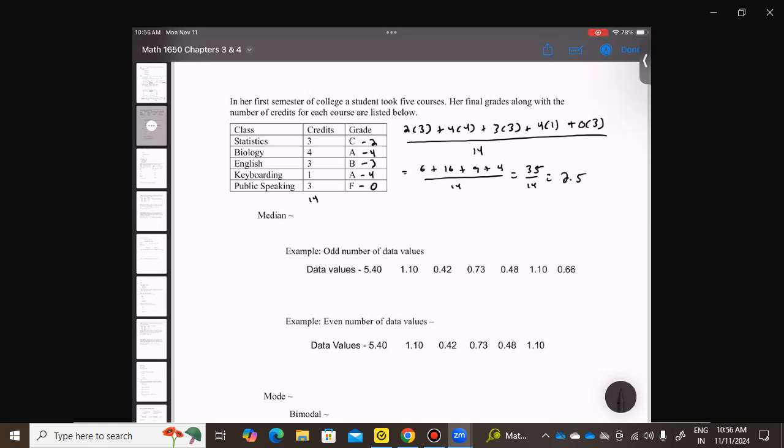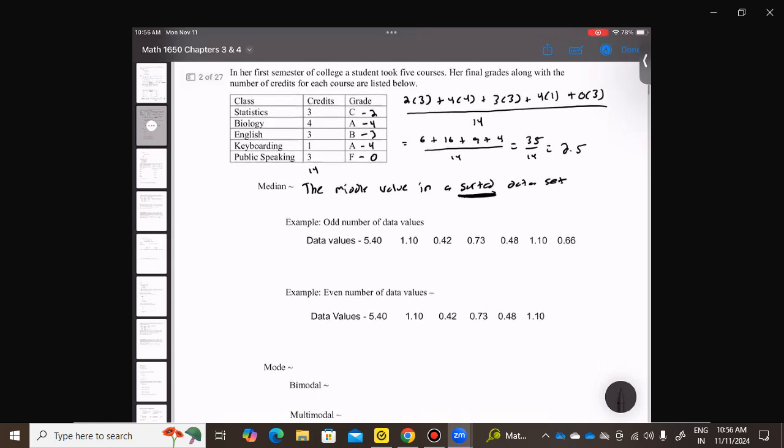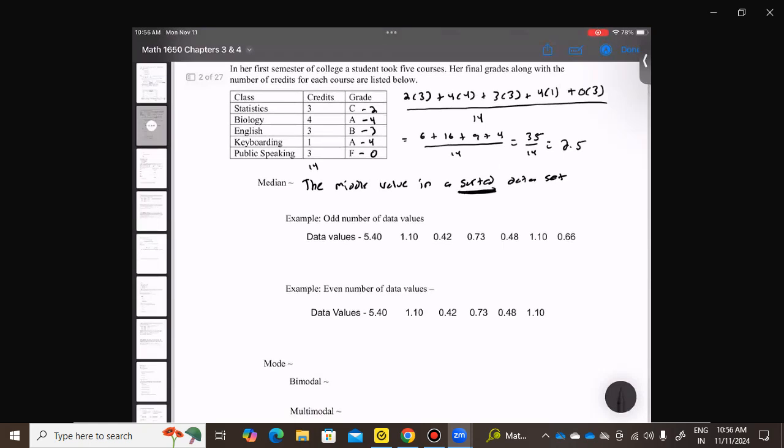All right. Now, for the median, it's the next measure. This is the middle value in a sorted data set. Okay, and it has to be sorted. You can't just take the middle number of how it's listed. It depends on whether you have odd or even numbers. That's really the only difference with these two examples we're going to have. So we'll sort the data values.